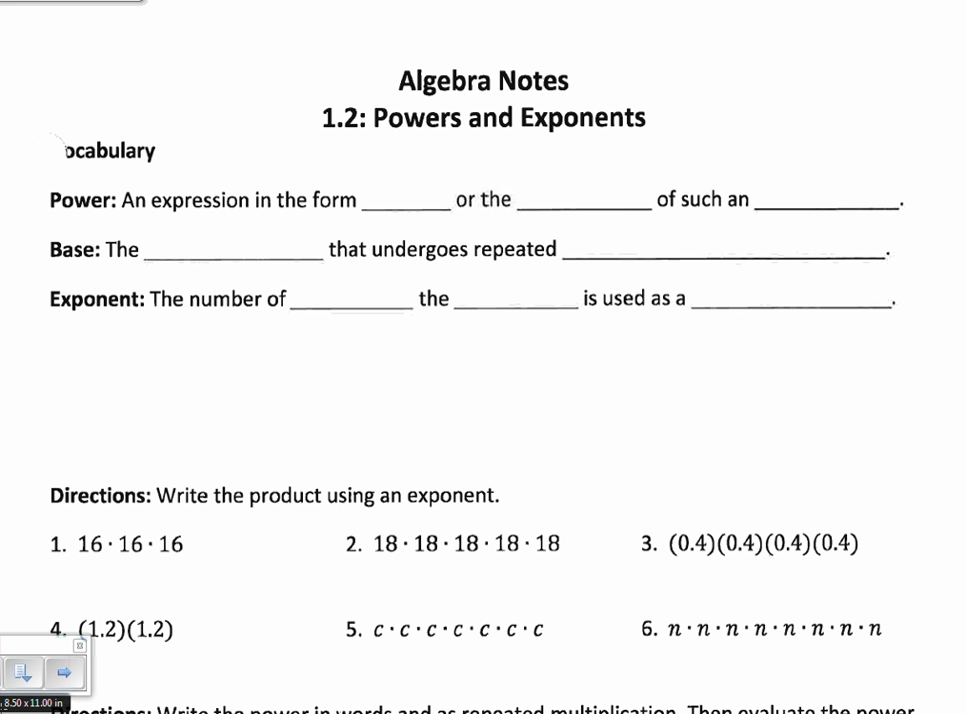Power is an expression in the form of a to the b power, or the value of such an expression. The next word is base. The base is the number or variable that undergoes repeated multiplication. This is what power means.